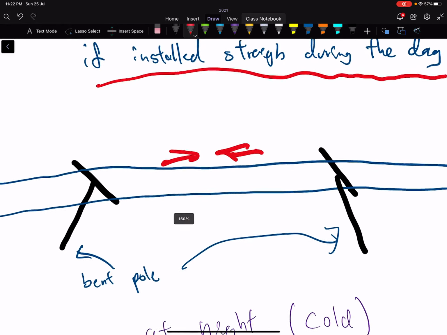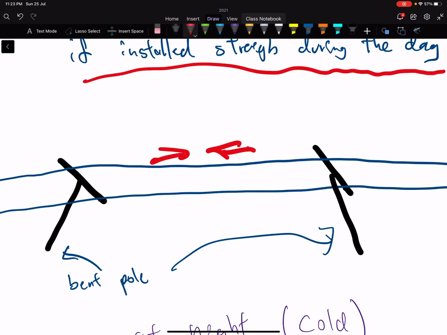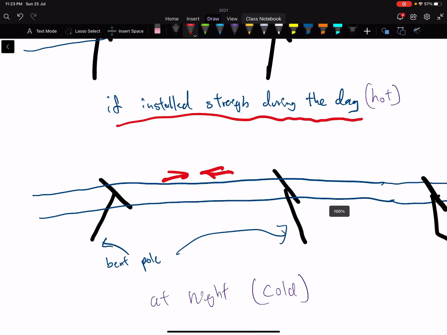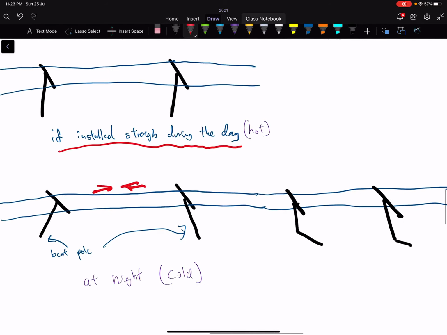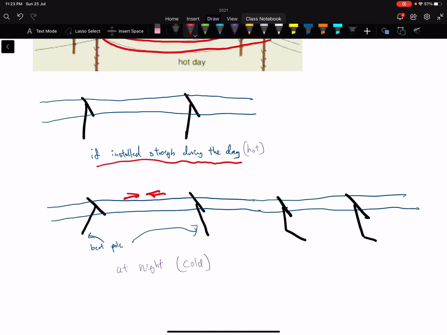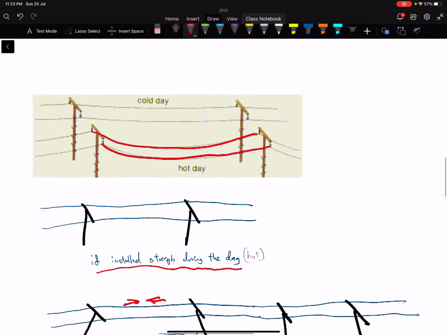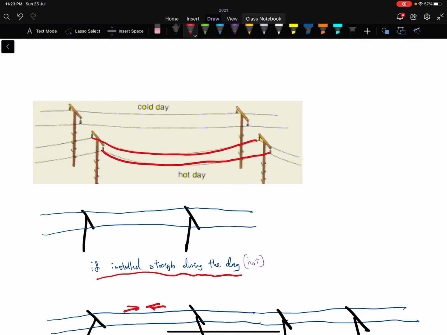And if you think like this situation, like 2 poles is bad enough, imagine if you have hundreds of poles connected, and then you have a lot of poles broken or fallen because of the contraction. Therefore, when we install telephone wire or electrical wire on poles, we have to account for expansion and contraction.